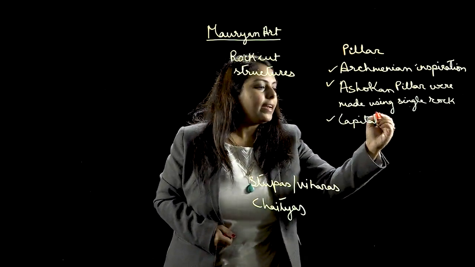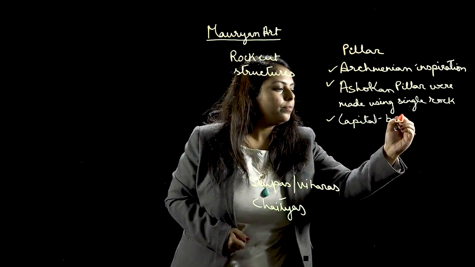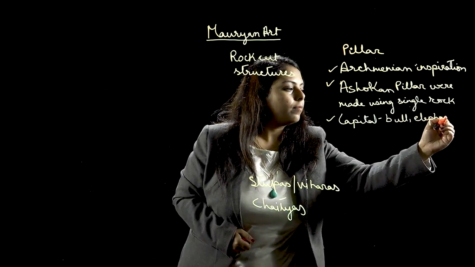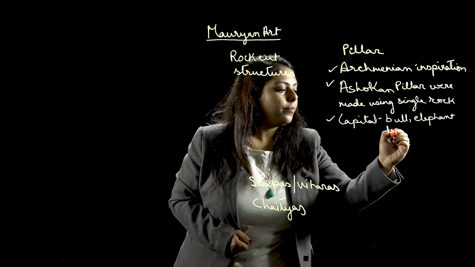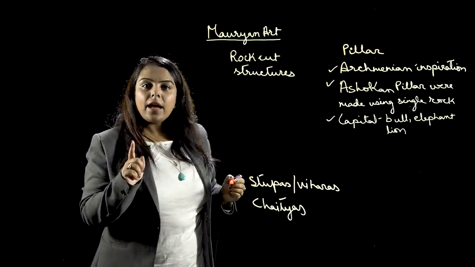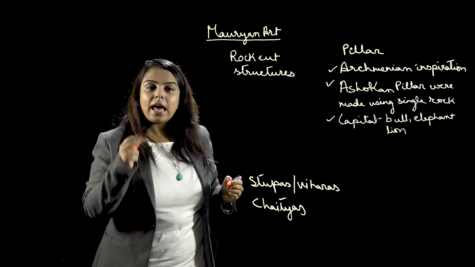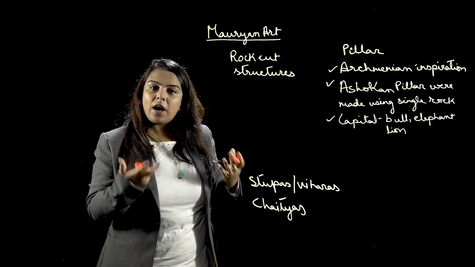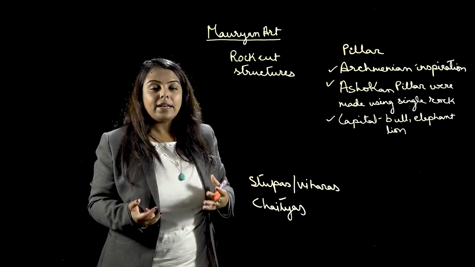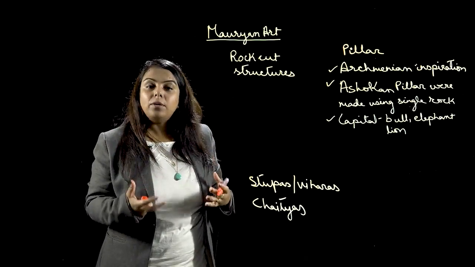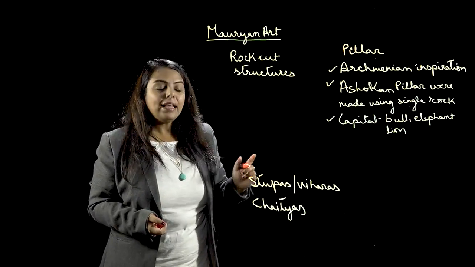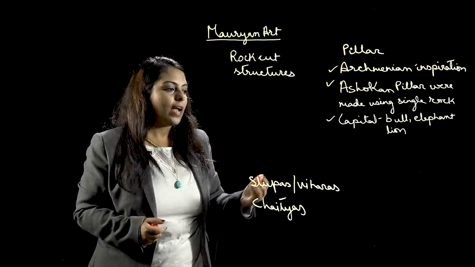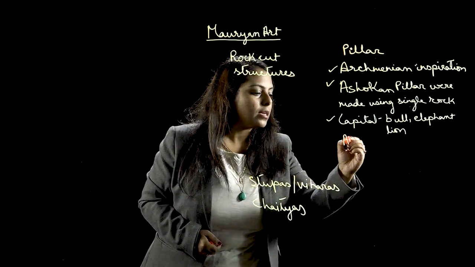The capital had images of bull, elephant, lion. The lion capital is very famous and has been taken from Sarnath. The pillar with the lion capital was found in Sarnath and that has been used as the emblem of India as well. And then this capital was placed on a round disc. That disc is known as the abacus.